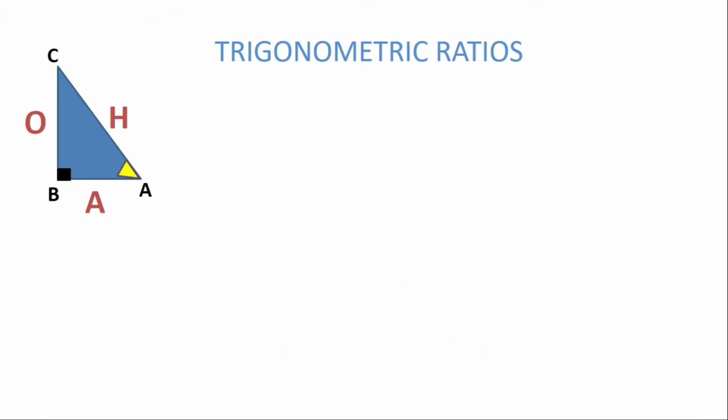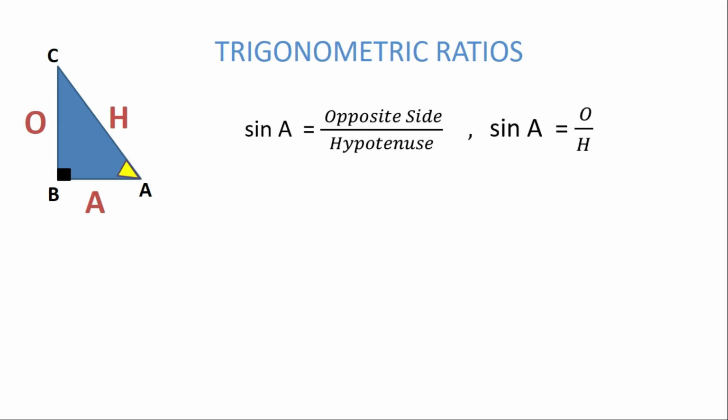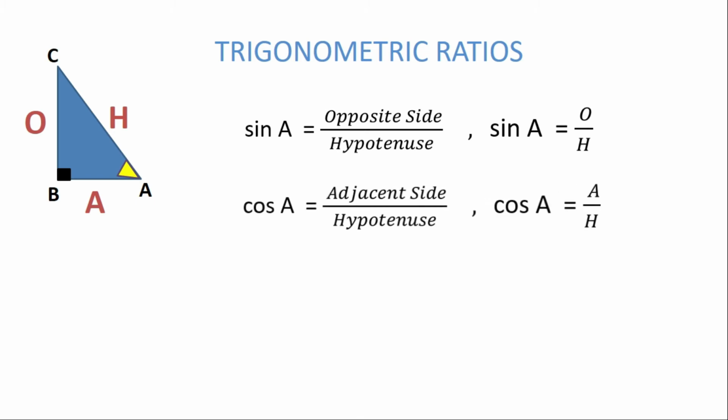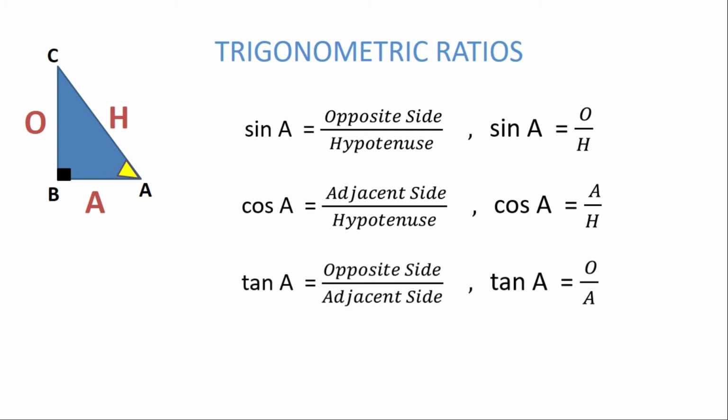Now let me summarize the trigonometric ratios for you in terms of the ratio of the sides. Sine A is given by O over H, the opposite side over the hypotenuse. Cos A is given by adjacent side over the hypotenuse, and tan A is equal to the opposite side over the adjacent side. So these are the trigonometric ratios that we are going to use to find a missing side or an angle. It looks a bit confusing and difficult to memorize.